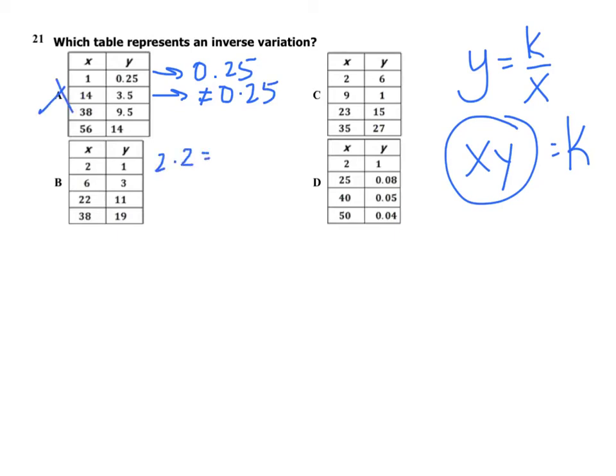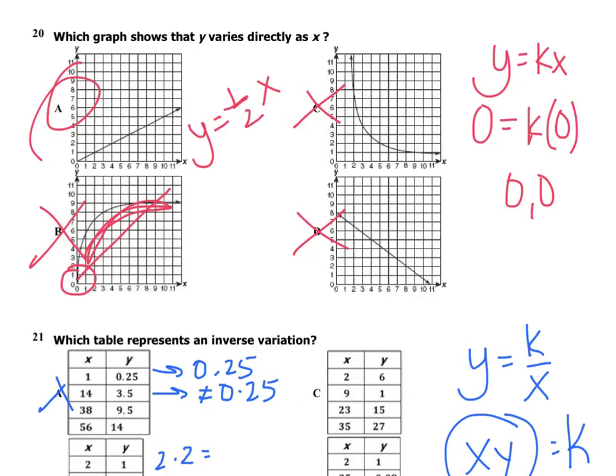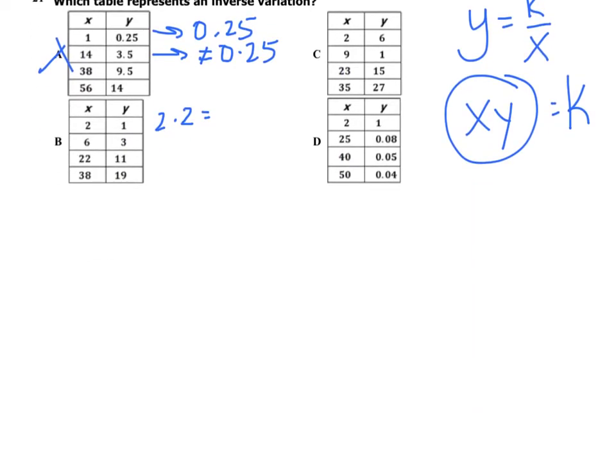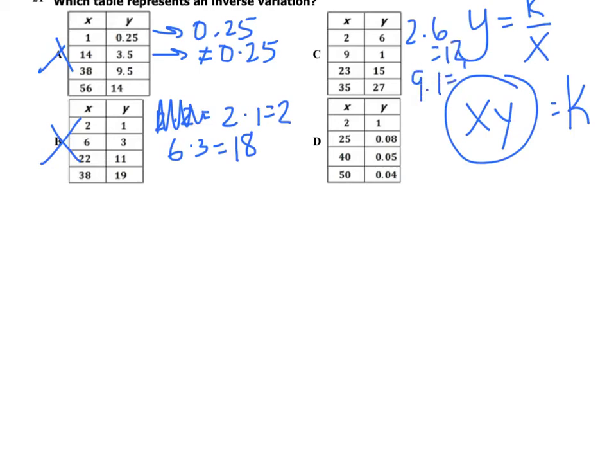2 times 1 is 2. Oh, not 2 times 2. Oh, no. Well, that didn't do what I wanted it to. Hold on. Let's go back here. 2 times 1, thank you, 2. 6 times 3, 18. Definitely not B. 2 times 6, 12. 9 times 1, 9. Definitely not C. 2 times 1, 2. I'm in trouble with that one today, aren't I?